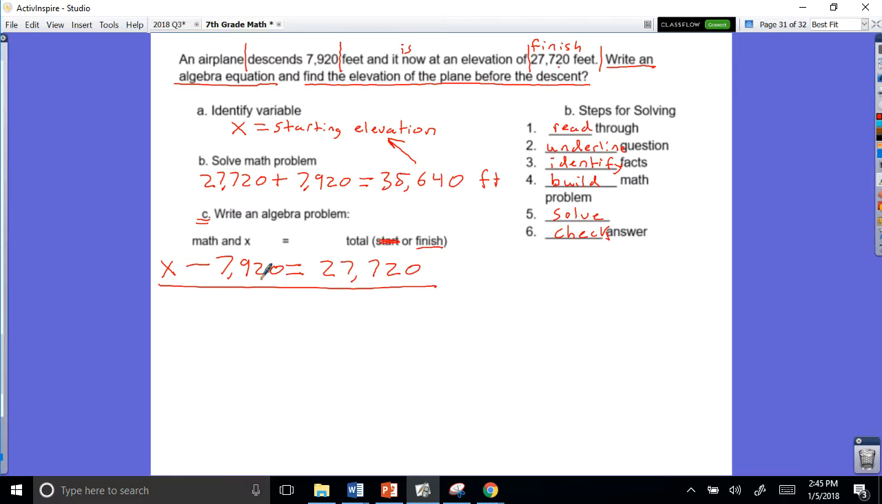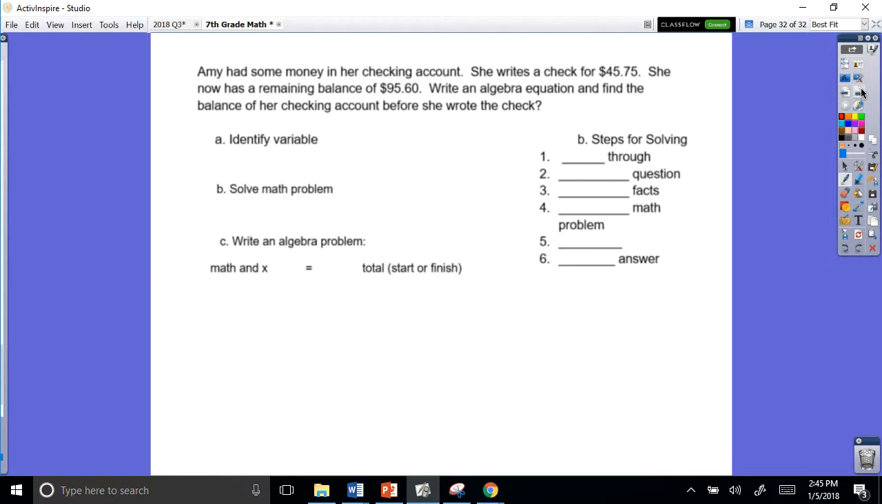We'll take a look at one more example on how to write an algebra problem, and then I have a try this problem for you guys to do after that. The last one we have: Amy had some money in her checking account. She writes a check for $45.75. She now has a remaining balance of $95.60. Write an algebra equation and find the balance of her checking account before she wrote the check.